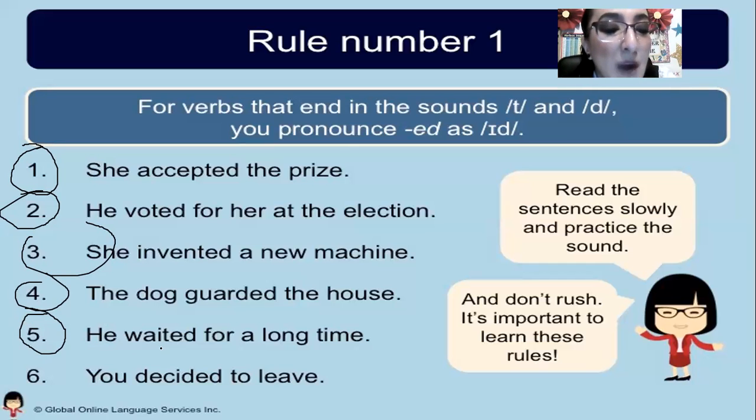Okay, he waited a long time. He waited a long time. Excellent. And what about the number 6? Okay, you decided to leave. That's cool. Excellent.